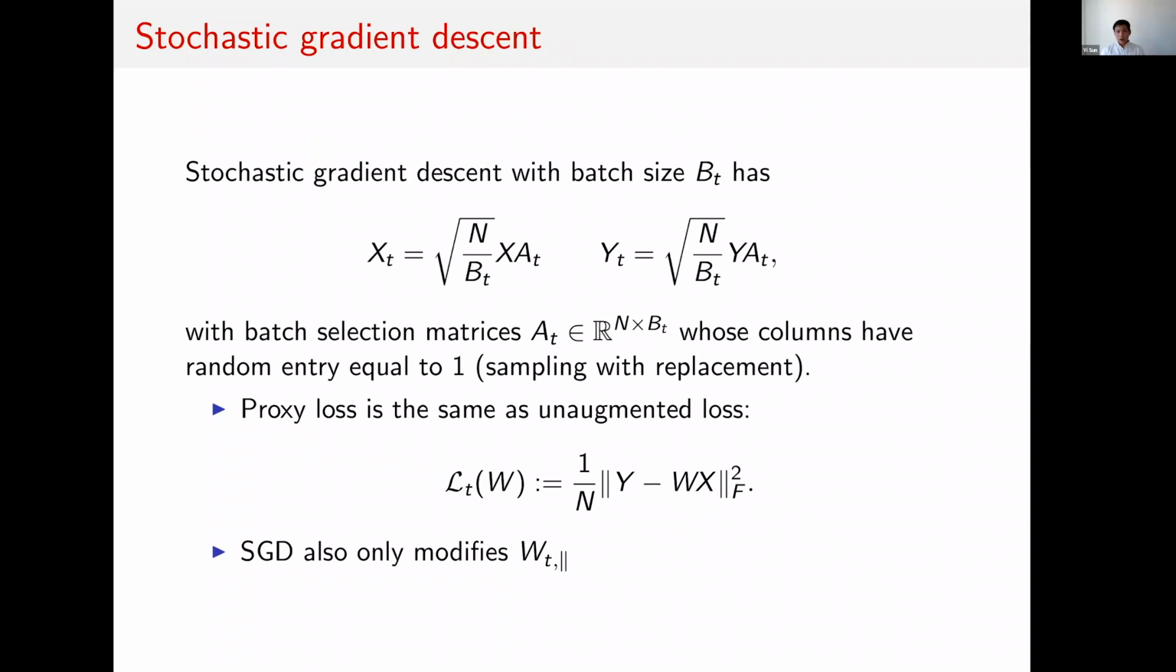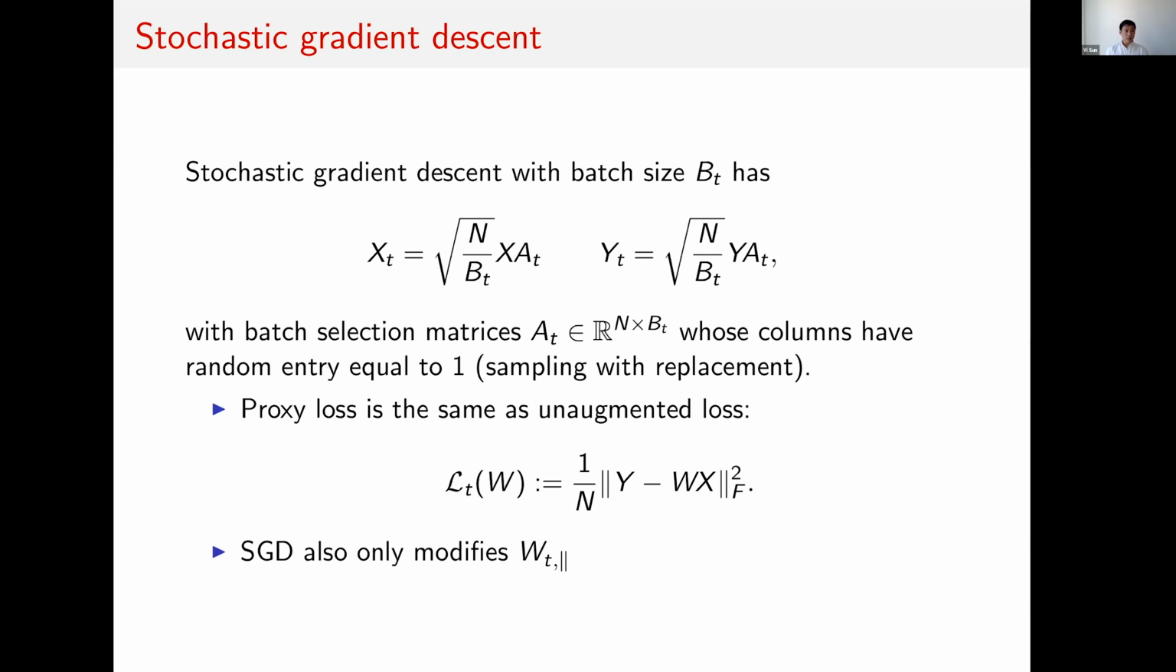Finally, to close, I want to illustrate that this framework is also general enough to encompass stochastic gradient descent pretty uniformly. So let's recall how to put SGD into our framework. If we pick a batch size B, then SGD simply takes the original data matrices X and Y and right multiplies them by some batch selection matrices A sub T. So if we want to do sampling with replacement, then A sub T would simply be the matrices whose columns have a single non-zero entry that's randomly chosen to be equal to 1.